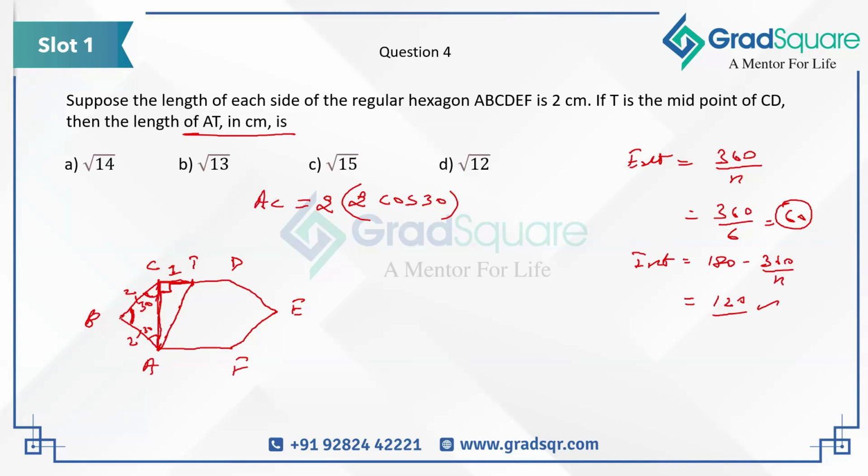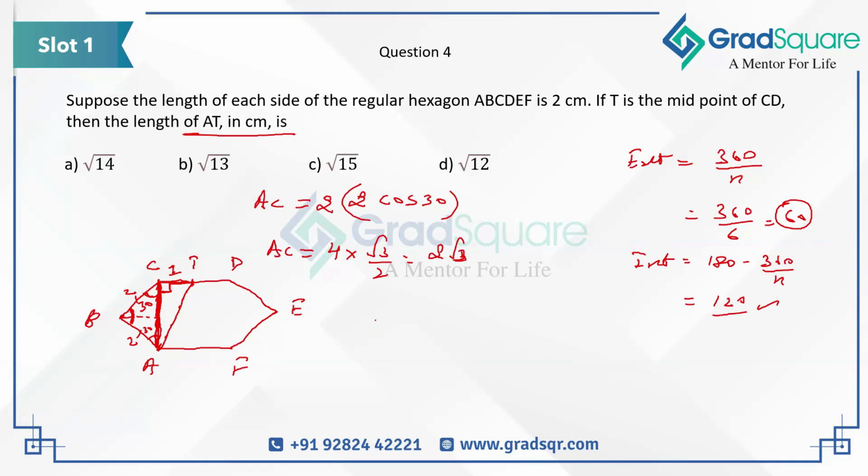Why? Because look at this. If I drop a perpendicular from here, this particular length from here to here is going to be 2 cos 30. Same way, this particular length over here is going to be 2 cos 30 once again. So it will become 2 times 2 cos 30, which is 4 times cos 30, which is root 3 by 2. That is going to be 2 root 3. AC is going to be 2 root 3.